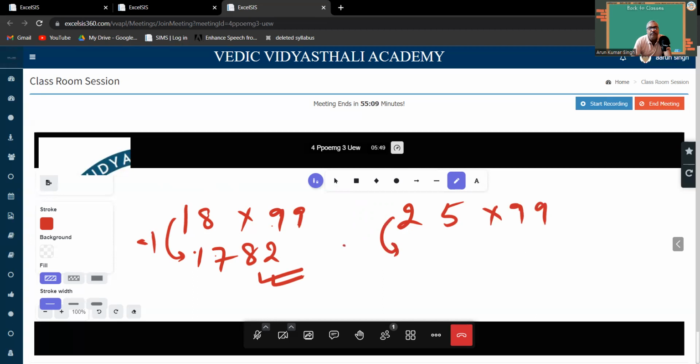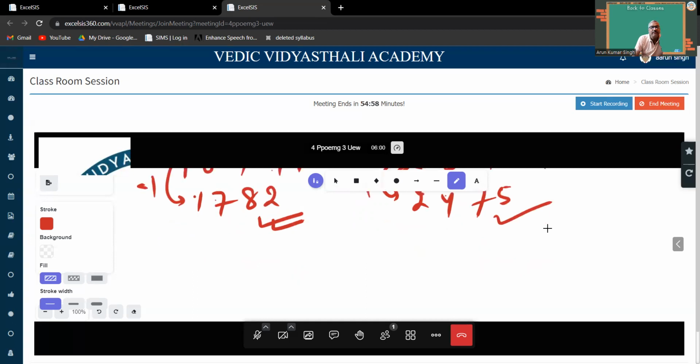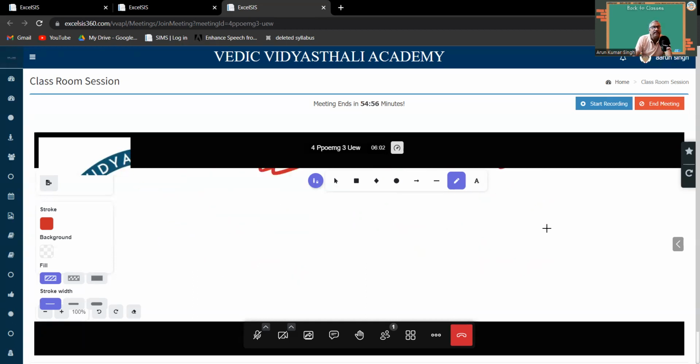Let's see if it is given 25 into 99. So 25 minus 1 is 24. Now 9 minus 2 is 7, and 9 minus 4 is 5. That's simple, so simple. And we can see that we can find the answer very, very easily.